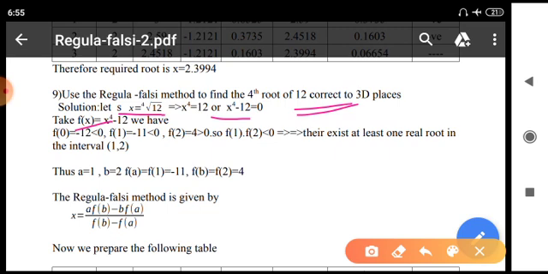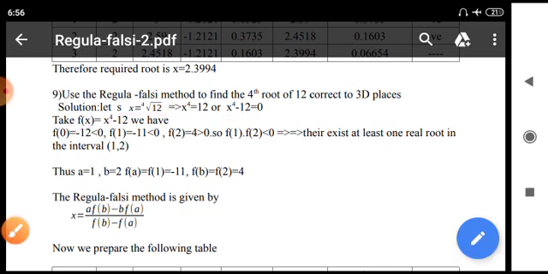So we have to find a and b values with a is less than b, and the other condition is f of a into f of b must be less than 0. So we start with 0. F of 0 means minus 12, which is less than 0. F of 1 means it is minus 11, which is also less than 0. Dear students, we have to get one value less than 0, other value greater than 0.